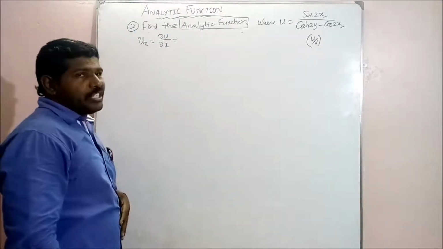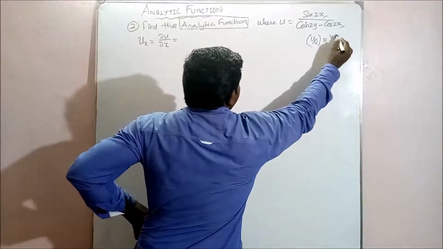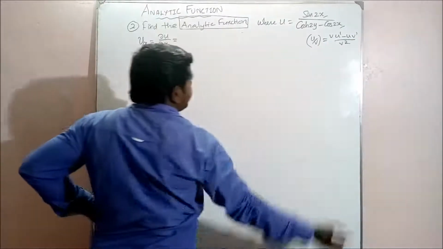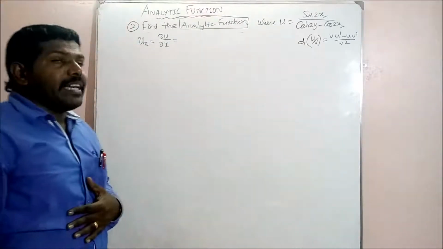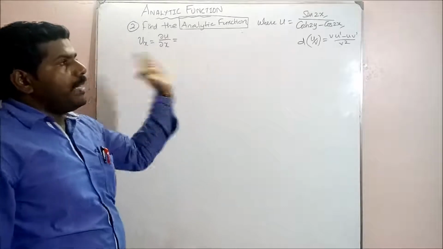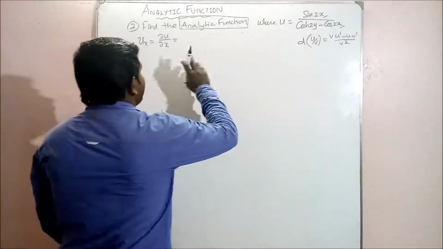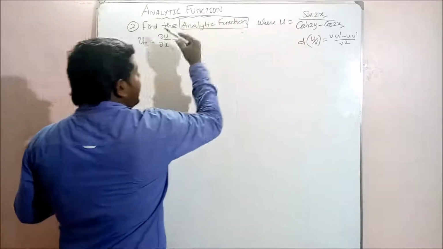So what about the quotient rule? Denominator term v into u dash minus u into v dash by v square. So this is the formula for the quotient rule: d of u by v is equal to v u dash minus u v dash by v square. So like that we can apply this. The denominator term is called v.